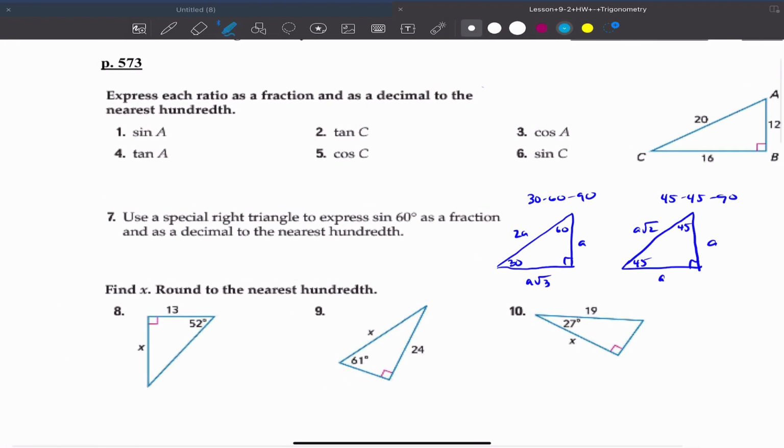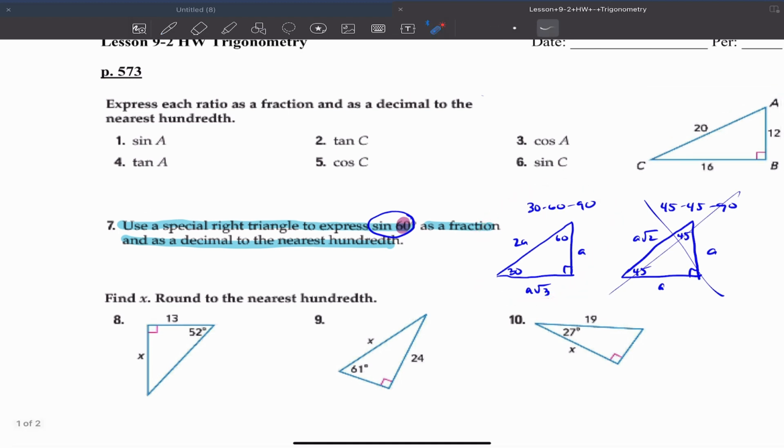Now, it says, use a special right triangle to express sine of 60 as a fraction and as a decimal to the nearest hundredths. So, which one do I use? Which triangle do I use? Do I use the 30, 60, 90 or 45, 45, 90? Well, since you're talking about 60 here, look at this triangle. It doesn't have an angle of 60 degrees, right? So I'm not using this special right triangle at all. I'm using this triangle because it's the 30, 60, 90 triangle, right?